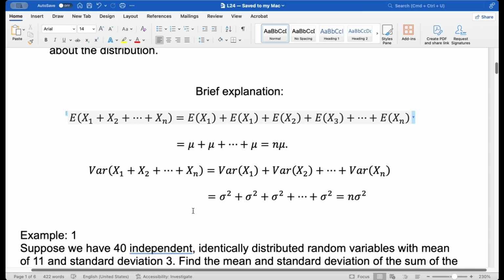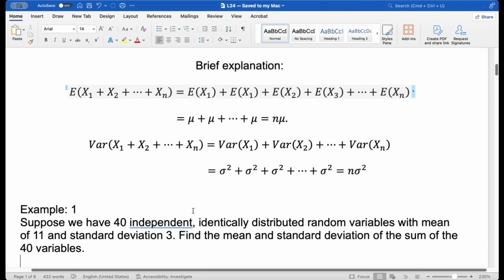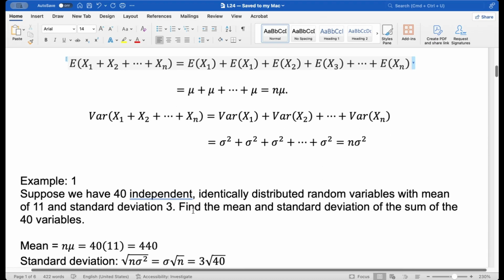So an example of that portion of it, we have 40 independent, identically distributed random variables. Again, we don't know the shape of the distribution, but they're all the same. They're independent. We know the mean is 11, standard deviation is 3. Find the mean and standard deviation of the sum. So the mean of the sum is n times mu, 40 times 11, 440.